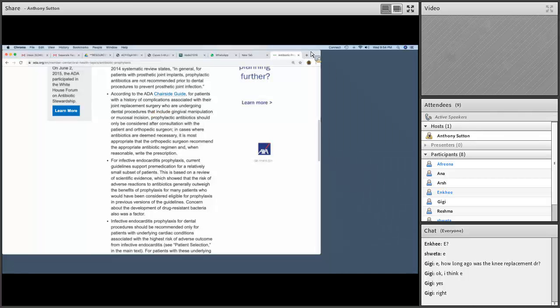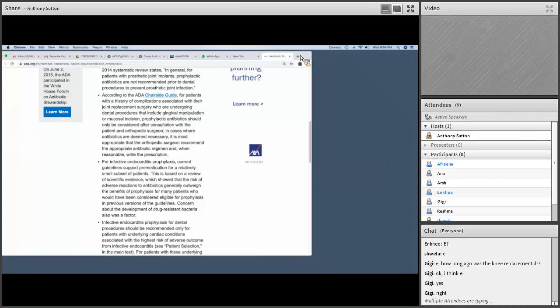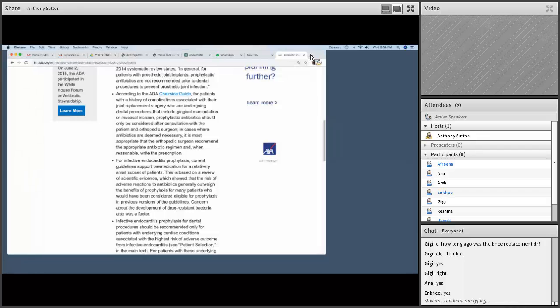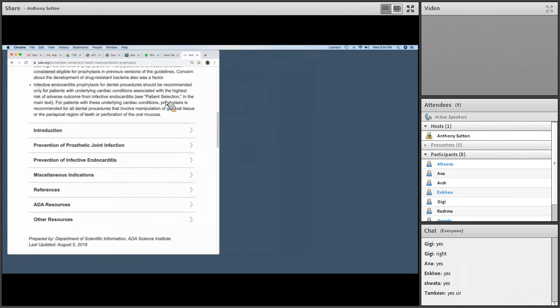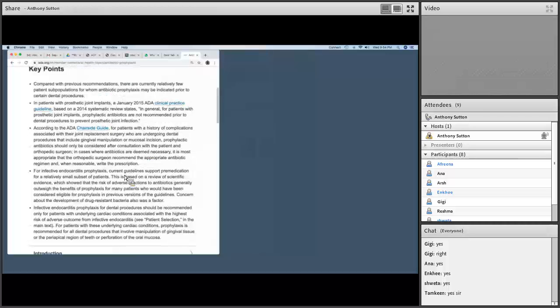So here's the guideline for joint replacement, according to the ADA chairside guide for patients with a history. You guys can see my screen, right? It's from the ADA website. So these are the rules. All right, that's a little hard to read. All right, where were we at?